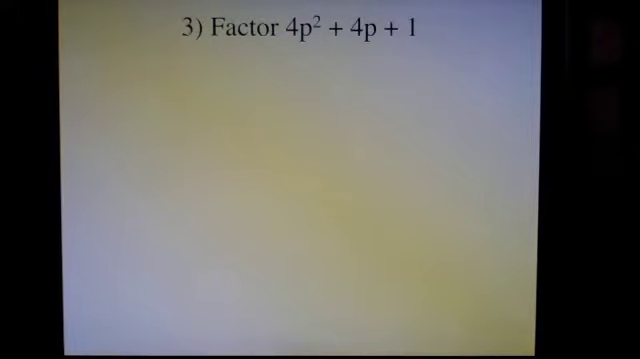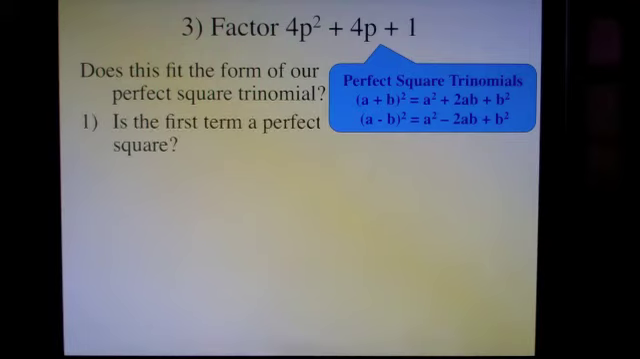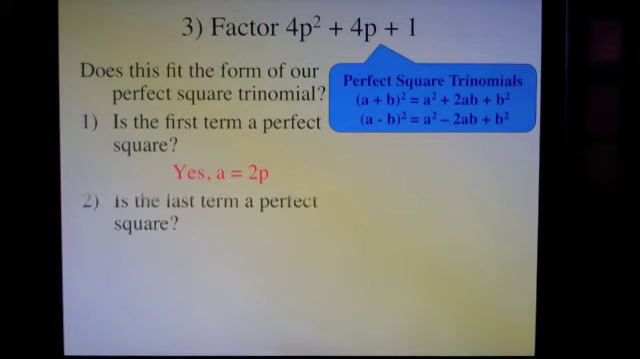Now this time we're going to factor 4p squared plus 4p plus 1. We're going to ask the very same questions. Does it fit into the form of our perfect square trinomial? In order to determine that, we're going to look at the first term. And yes, it is. 4p squared is the perfect square of 2p. In other words, if we multiply 2p times 2p, we get 4p squared.